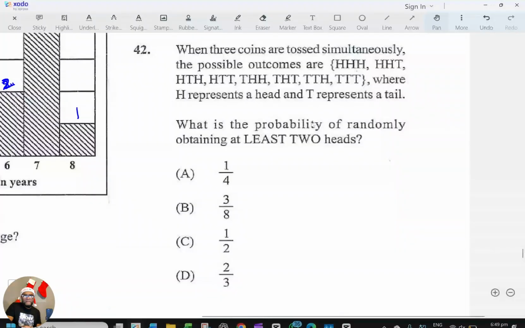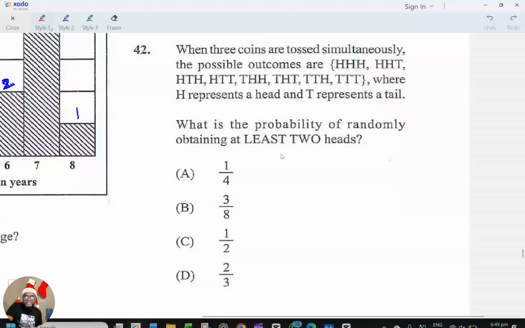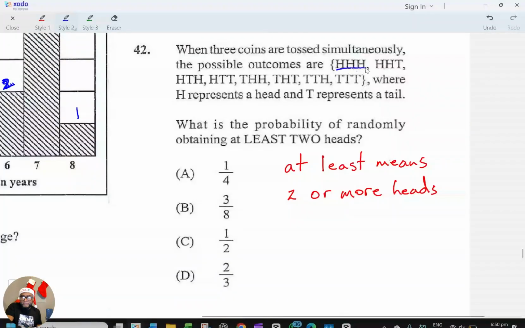Here H represents the head and T represents the tail. What is the probability of randomly obtaining at least 2 heads? When I say the words at least, it means greater than or equal to. So at least means 2 or more heads. Which ones will that be? That's 1, 2, 3, 4. So there'll be 4.